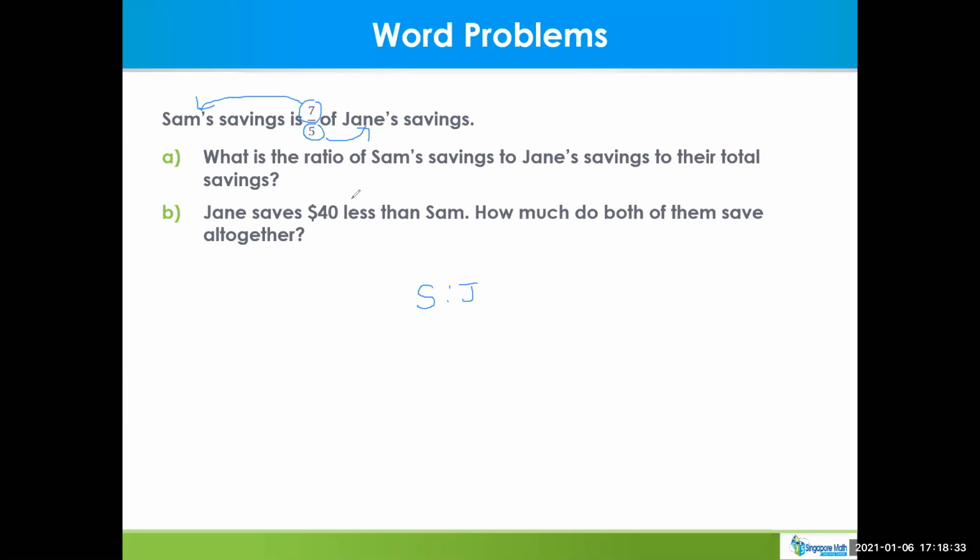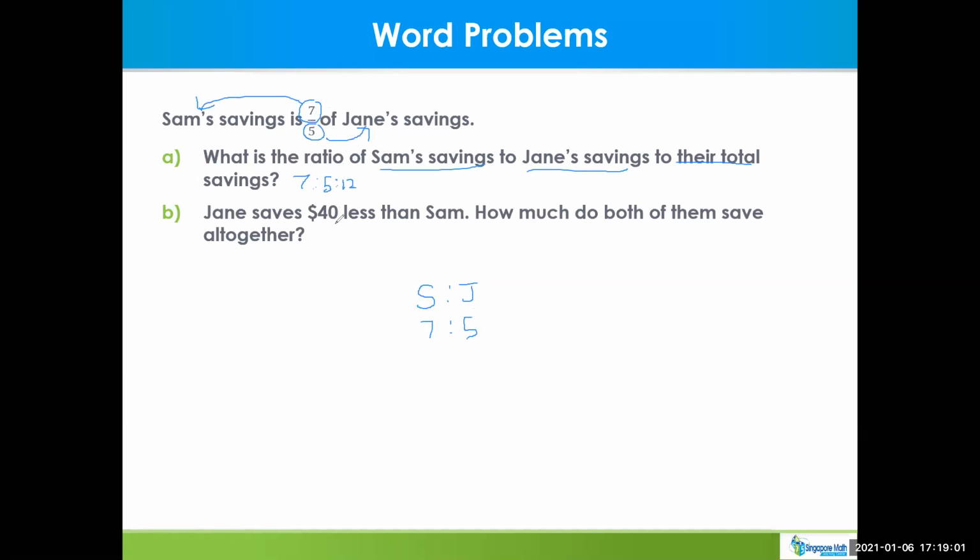Okay, so Sam's savings is 7 out of 5 of Jane's savings. So that means that their ratio is 7:5. Okay, so what is the ratio of Sam's savings to Jane's savings to their total savings? That would be 7:5:12.